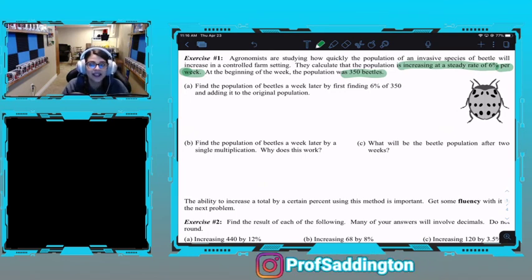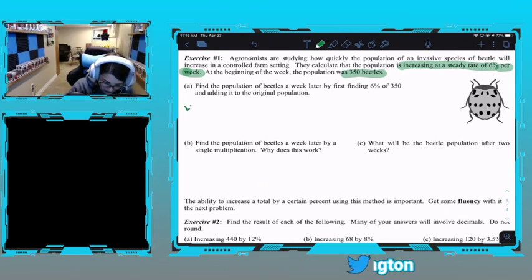So, as I said on Tuesday, there's two different ways to calculate percentages. There's a longer way and then there's a shorter way. So, part A is going to be the longer way, which I'm just going to show you once, just so you know that the longer way and the shorter way actually give us the same answer.